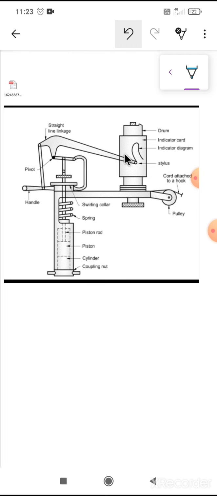So some magnification is provided here due to this linkage. This is a drum to which a paper or an indicator card is fixed. It is mounted on a vertical spring and shaft.